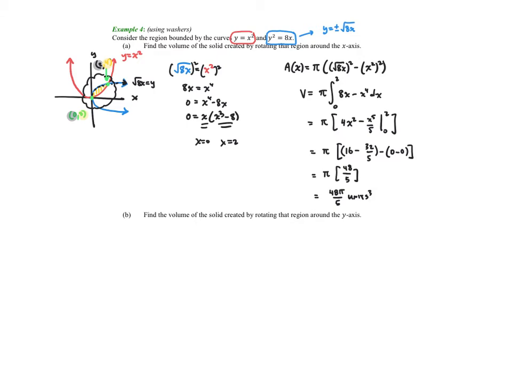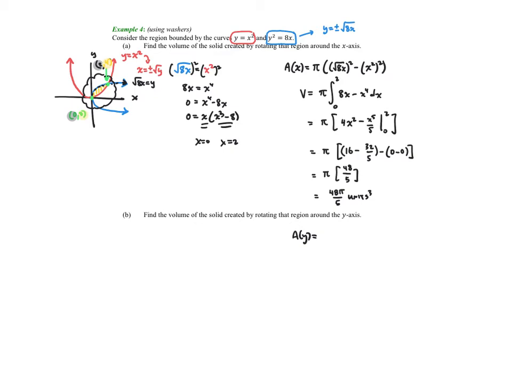Now let's revolve this around the y-axis. In order to envision revolving this around the y-axis, now instead of having a function of x, I'm going to have a function of y. Now my function that is further from the y-axis would be this function y equals x squared, but I can't use y equals x squared. I have to convert it to x equals plus or minus the square root of y.